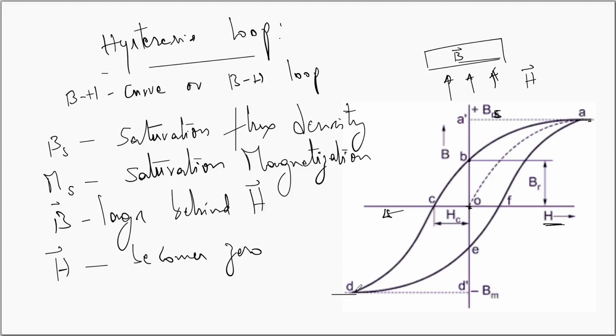Upon decreasing further, we reach a saturation at D and again retentivity at E and coercivity at F and again saturation. So the magnetization always changes along this loop. The changes in the magnetization with respect to the changes in the applied magnetic field will follow this loop, which is called as the hysteresis loop.